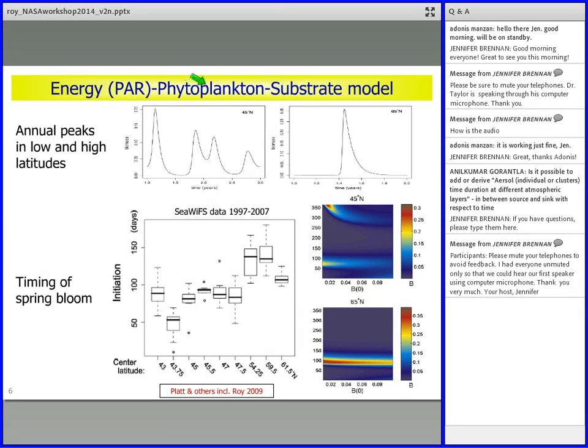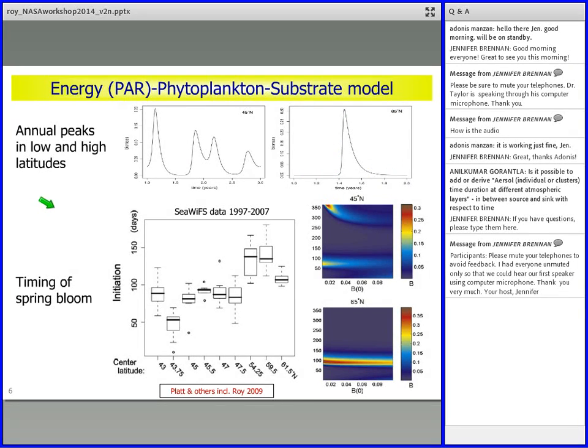This is a model where phytoplankton and substrate interact, and PAR from satellite is an external periodic input. When we simulate this dynamical model, it shows dynamics very similar to what we see in the ocean. For example, at 45 degrees north, when you simulate this model, we see that phytoplankton peaks twice a year, whereas at 65 degrees, it peaks only once.